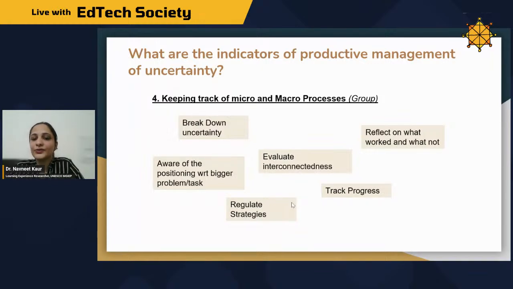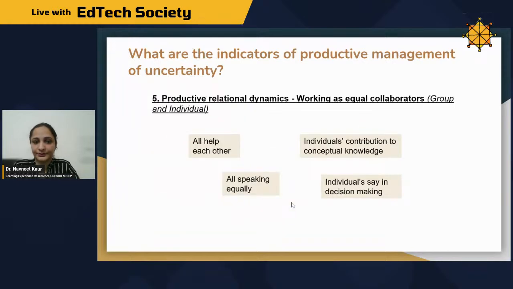In the process, if you see that they are reflecting on what they have done and what they have not done, if they're tracking their progress and also regulating their strategies, I mean, what worked for them before, what changes that they want to make. So if they're doing these things, we can say that they are keeping track of their progress, and it's a good sign that can indicate that they are productively engaging in uncertainty management.